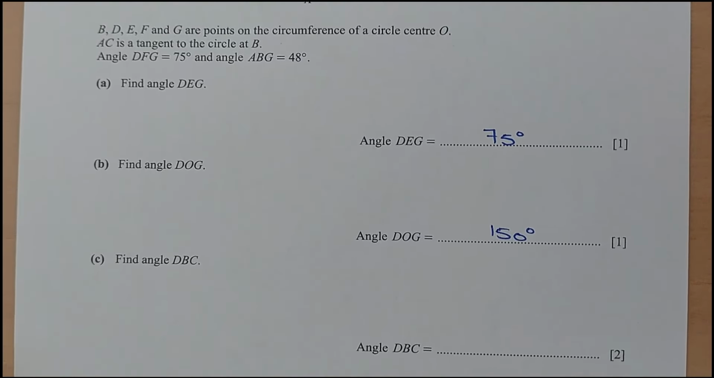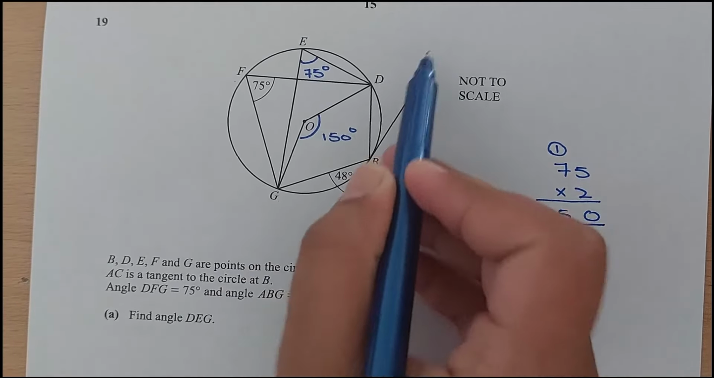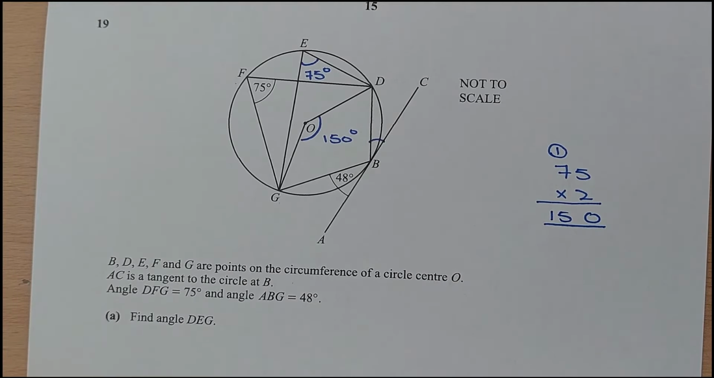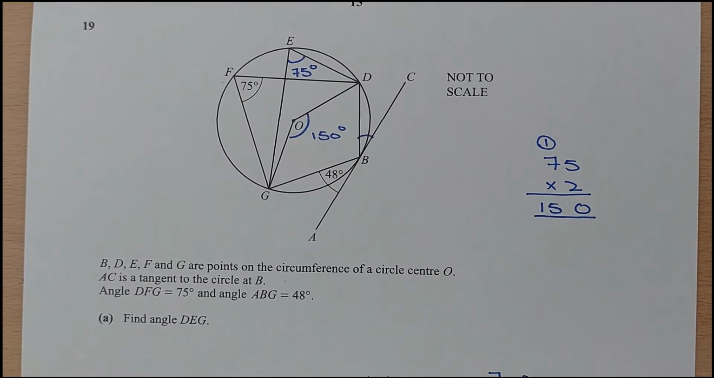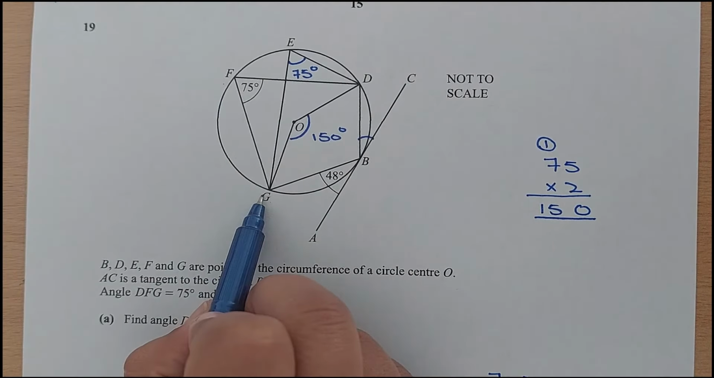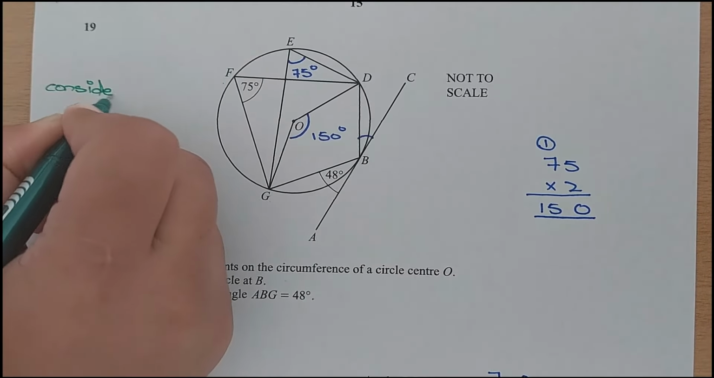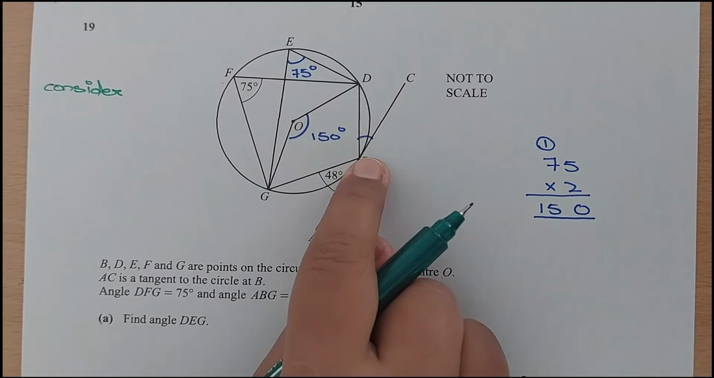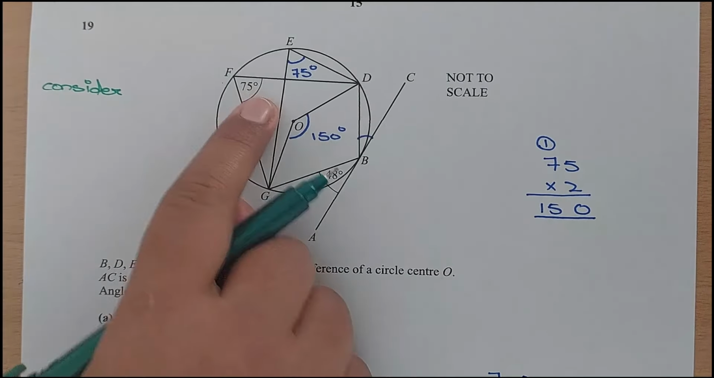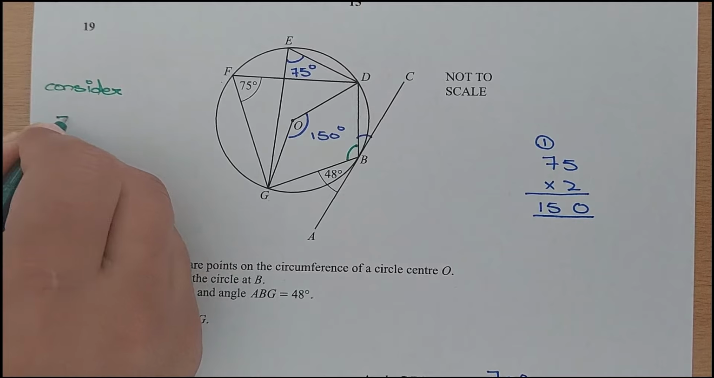Right. Now for part C, find angle DBC. We have D, B, and C. This is the angle we need to find. Okay, that's pretty easy. Let me consider the quadrilateral inside the circle, B, D, F, G. We know that the opposite angles of a quadrilateral sum up to 180. So angle F and angle B are the opposite angles. When we add them up, that is 180, supplementary angles.